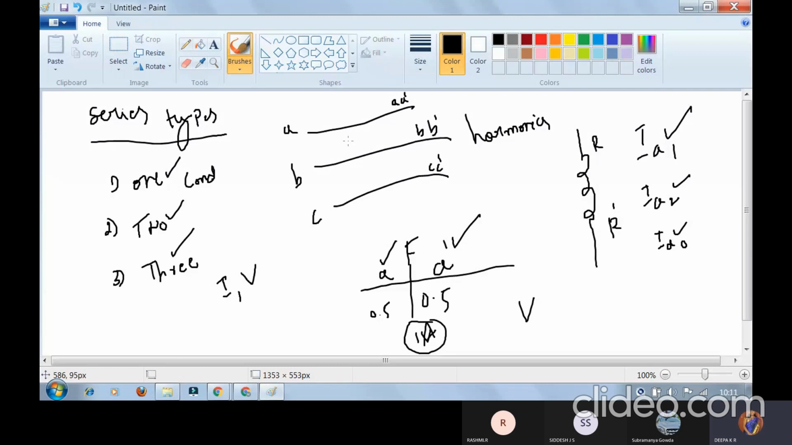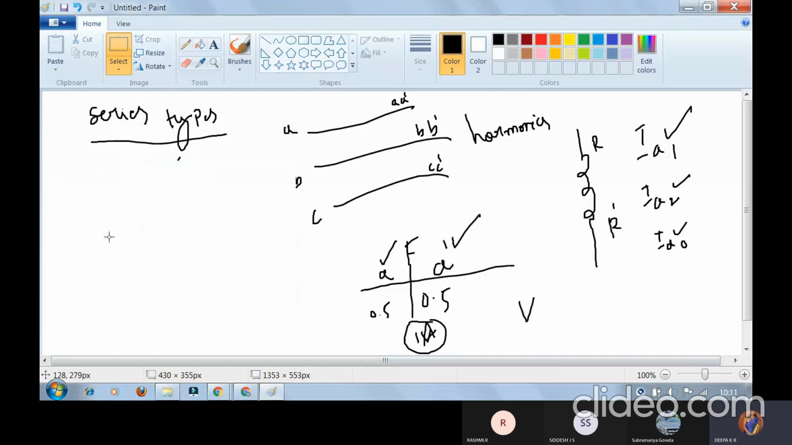Positive sequence network, negative sequence network, and zero sequence network will be considered. If I write the simple diagram, it will look like this. Let us assume this is a positive sequence network, and I'll write it as a positive sequence network here, with current flowing through it. So this is the diagram.